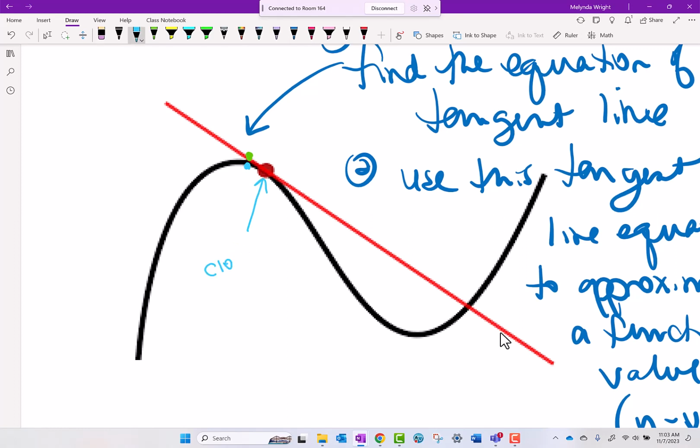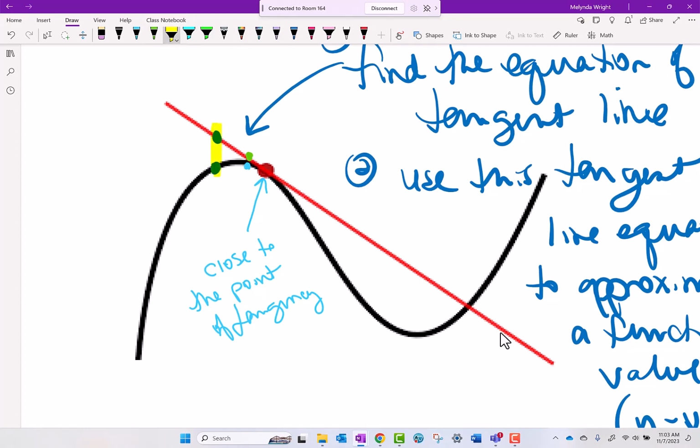We need to be close. Our goal is to be close to the point of tangency. So this is the point of tangency. The closer you get to the point of tangency, the better your approximation is. What if I wanted to approximate this y value with this y value? Would that be a good approximation? Not really, right? Look at the space between here. That's a lot of space.